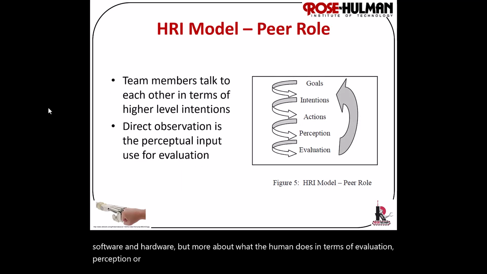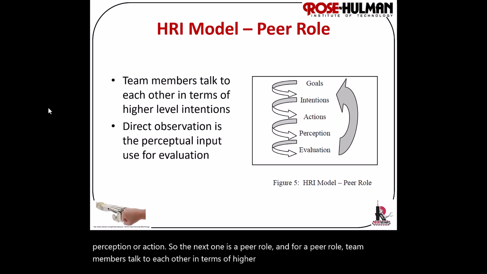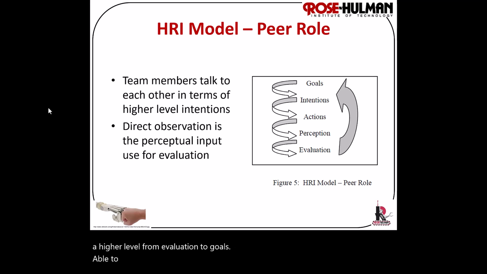So the next one is a peer role. And for a peer role, team members talk to each other in terms of higher level intentions. So that's where the robot is seen as a peer. And so now the two of them together may be able to talk at a higher level from evaluation to goals, where it's able to provide direct observation or perceptual input for the robot system in order to help with evaluation of whether the goals or task has been achieved.